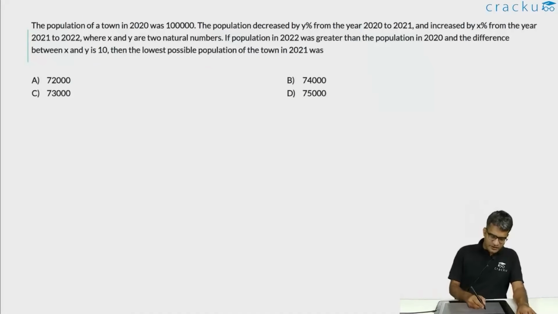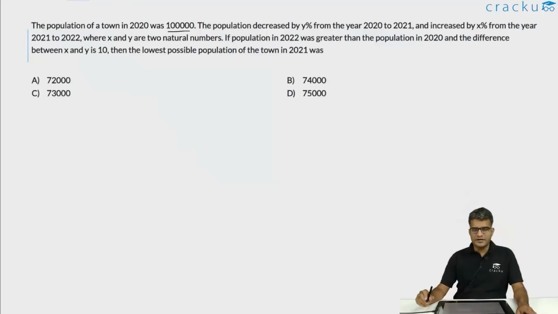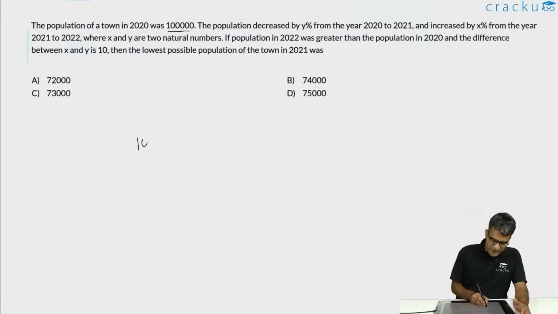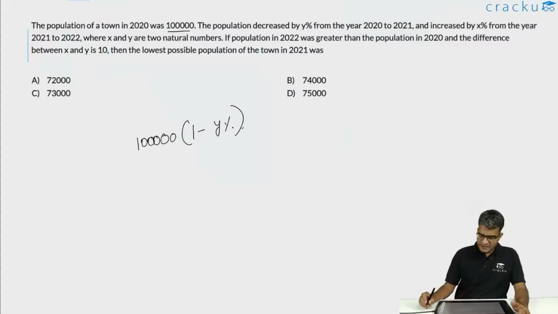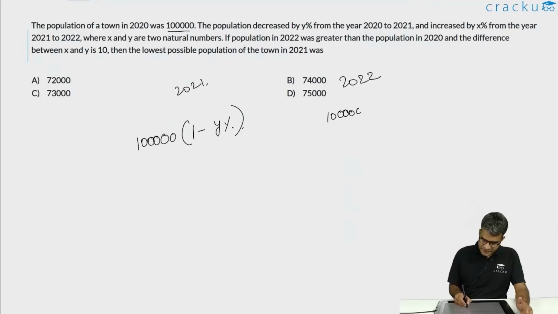In this question we are told that the population of a town in 2020 is 1 lakh. The population decreased by y% from 2020 to 2021. So the population becomes 1 lakh into 1 minus y%. This is in 2021. And in 2022, it again increased by x%. So in 2022, the population is 1 lakh into 1 minus y%, which is the population in 2021, into 1 plus x%.